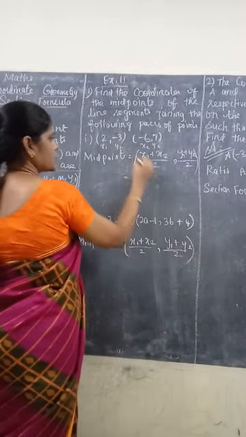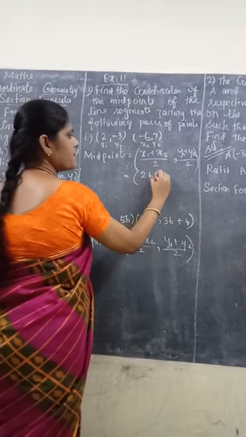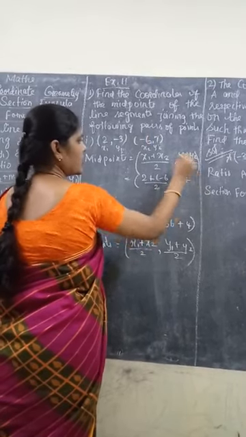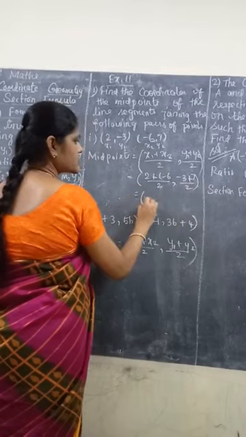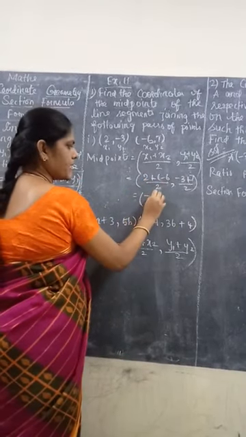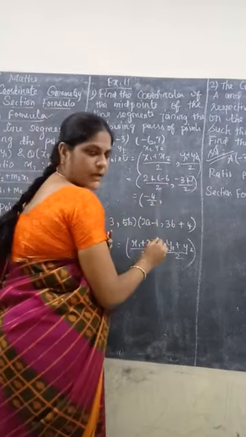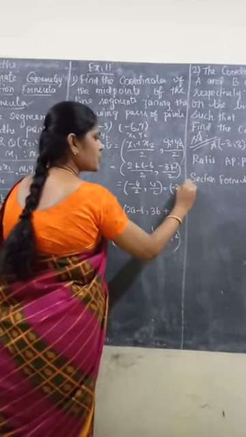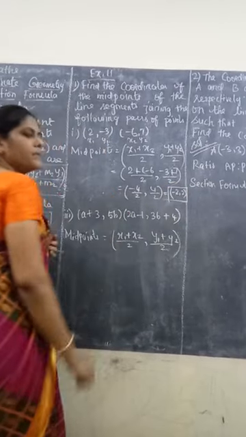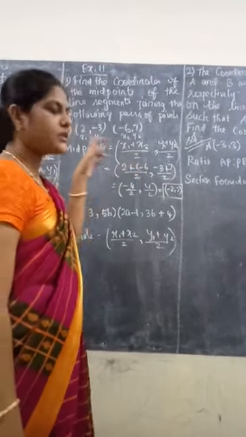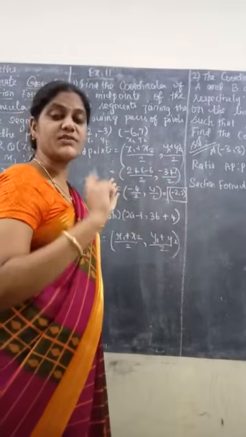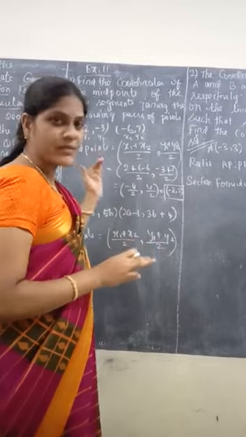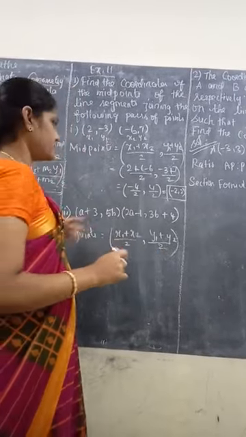Apply here. What is x1? 2. What is x2? Minus 6, divided by 2, comma what is y1? Minus 3. What is y2? 7, by 2. So next, 2 minus 6 is minus 4 by 2, minus 3 plus 7 is 4 by 2. So equal to minus 2 comma 2 is the midpoint. Now listen, for all the formulas, the bracket is very important. You are not writing the formula without brackets. If you miss the bracket, the total answer will be wrong.